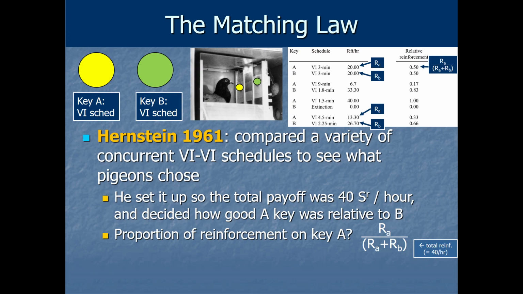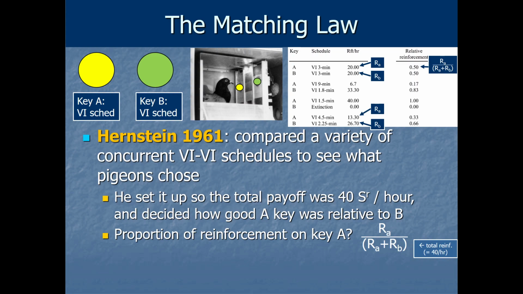So since R sub B, the number of reinforcers they get from key B, is also 20, the denominator here would be 20 plus 20. It'd be 40, right? So the proportion of reinforcers on key A, the proportion of payoff that you're getting from option A, is 20 divided by 40, which is 1/2.